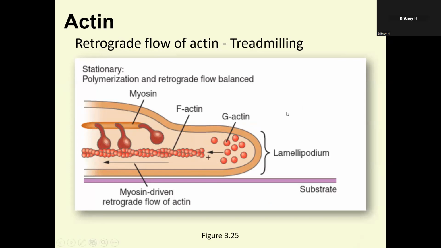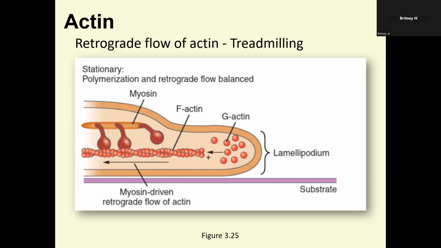Now, here's an interesting factoid. When this first starts to happen, we get what's called retrograde flow of actin, and that's because the microfilaments are treadmilling. They're going to be adding monomers at the plus end, and then the myosin is pulling the fiber back this way, and then at the minus end it's depolymerizing. And then you get the monomers being forced forward so you can keep doing it. So these microfilaments at first are not really growing.